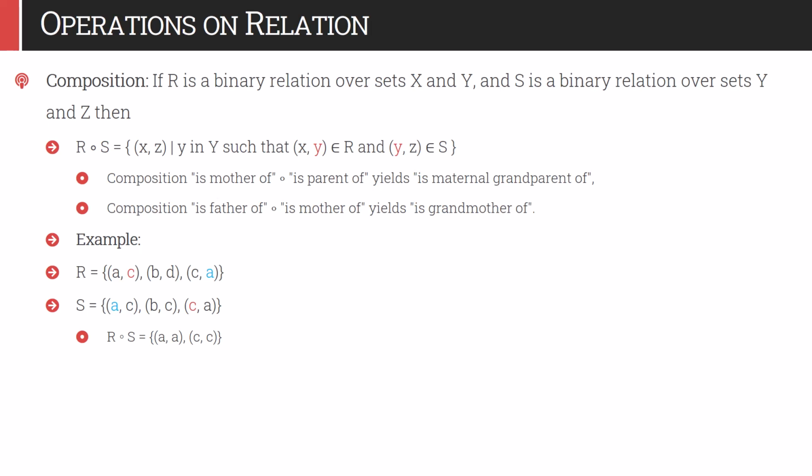R composition S. Next, the second tuple in R is (B, D). Do we have any tuple starting with D in relation S? No, there is no such tuple, so skip (B, D). Next is (C, A). Do we have any element starting with A in S? Yes, that is (A, C). So the first element from relation R, that is C, and the second element from relation S, that is C, would be added into the composition of both the relations. So (C, C) would be added into the relation. So this is how we are forming the composition of the relation.